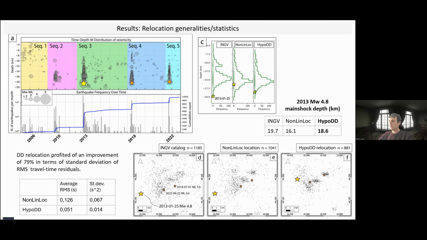Here is the earthquake depth distribution. We see that the seismicity is deep, with most events occurring at high depths and placing the 2013 main shock near the maximum recorded event depth.